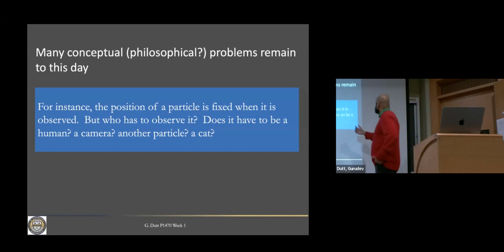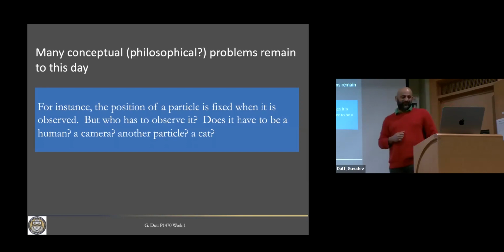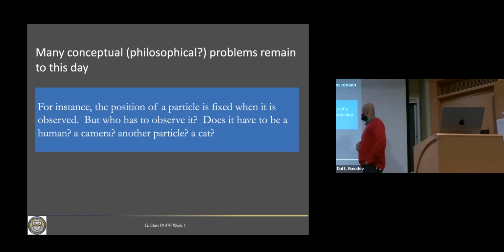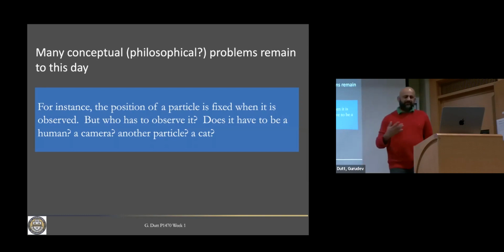People are like, who has to look at it? Human, camera, people. You will hear these statements: oh, it has to be consciousness. That's what collapses the wave function. I would say that's one of those interpretations that I don't agree with. But it's just some of the things that people will say when you listen to these questions and debates. Okay, and we'll try to address some of this as we get through the course.